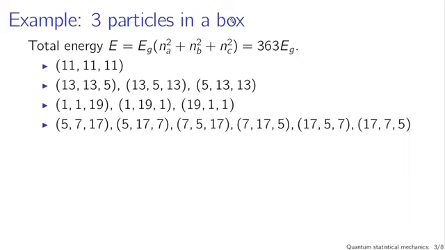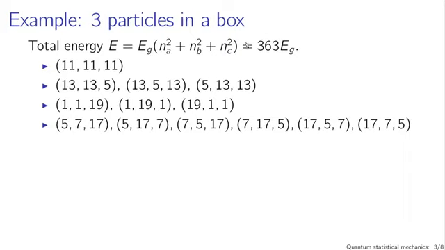I'm going to steal the example from Griffiths, and he gives the example of what if the total energy of the state is 363 times the energy of a single particle. You can make the number 363 in a lot of ways by combining n sub a squared, n sub b squared, and n sub c squared. And you can do it, for instance, by taking 11 squared plus 11 squared plus 11 squared, or 13 squared plus 13 squared plus 5 squared, or 5 squared plus 7 squared plus 17 squared, etc. These are the ways in which we can make the total energy 363.